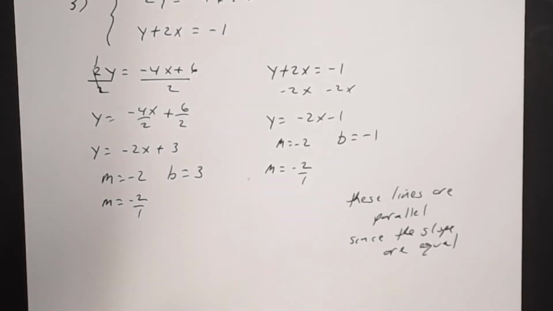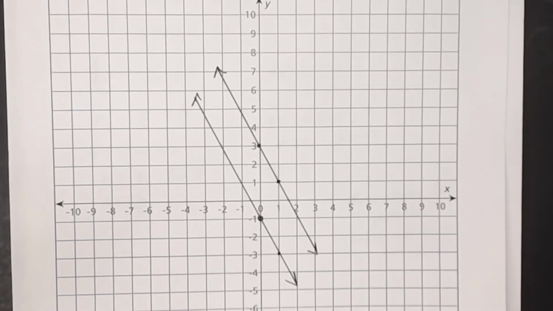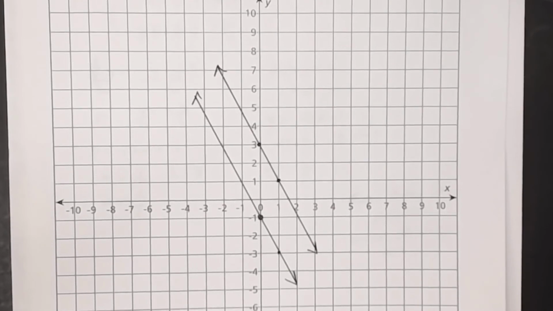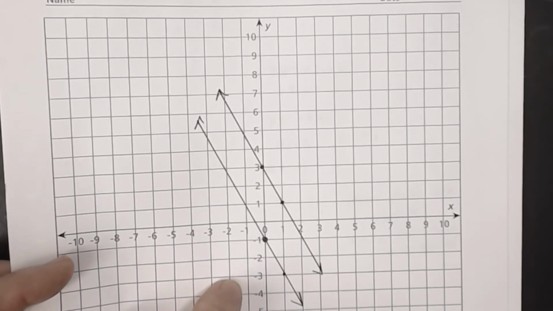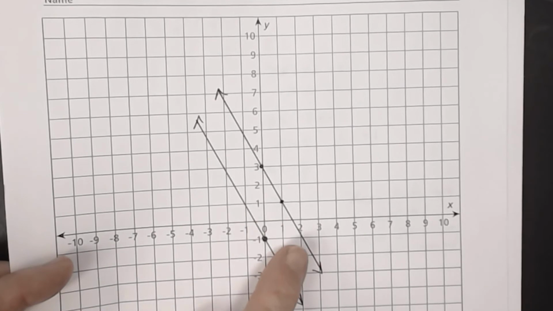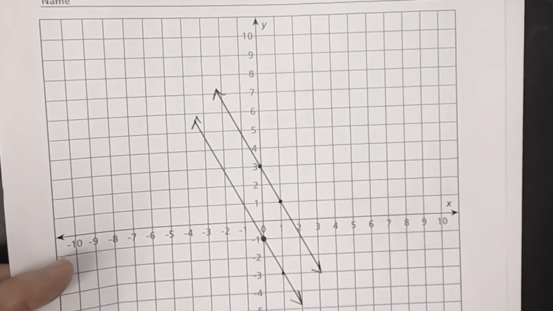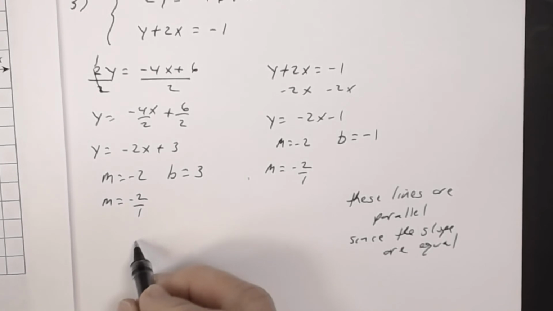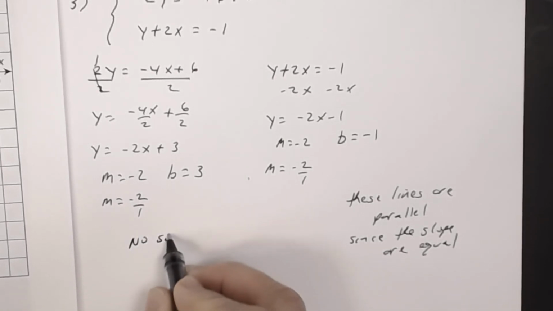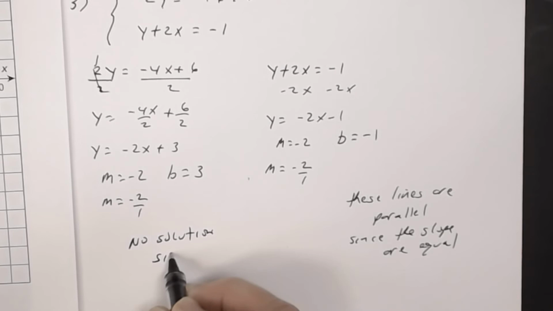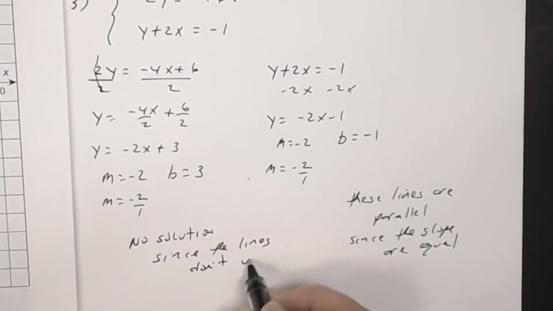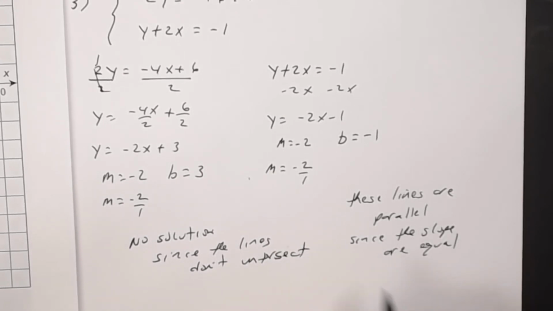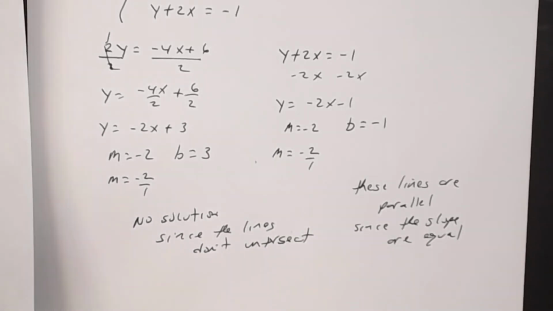And since the lines are parallel, I better say this as well. In this case, what do you notice about the y-intercepts? The y-intercepts are different, right? So do those two lines intersect? No. Those two lines don't intersect. So there's no solution, since the two lines don't intersect.